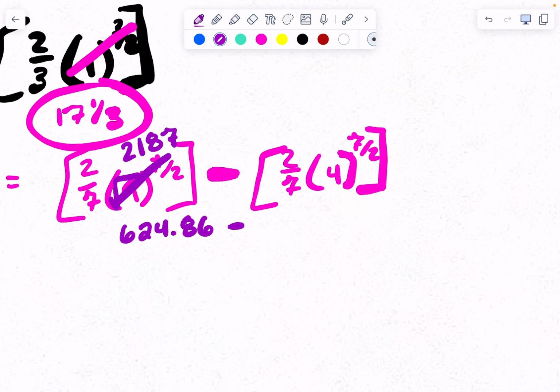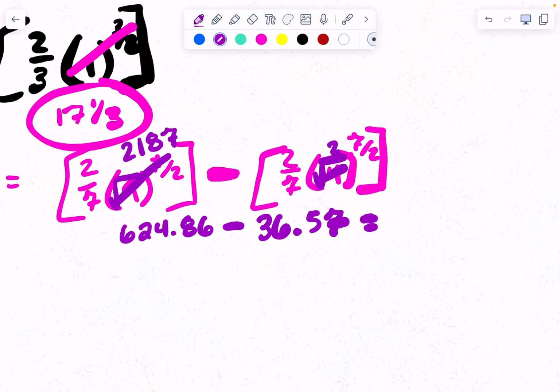Okay, minus. This is the square root of 4, which is 2, and 2 to the 7th power is 128. Times 2 divided by 7. 36.57.